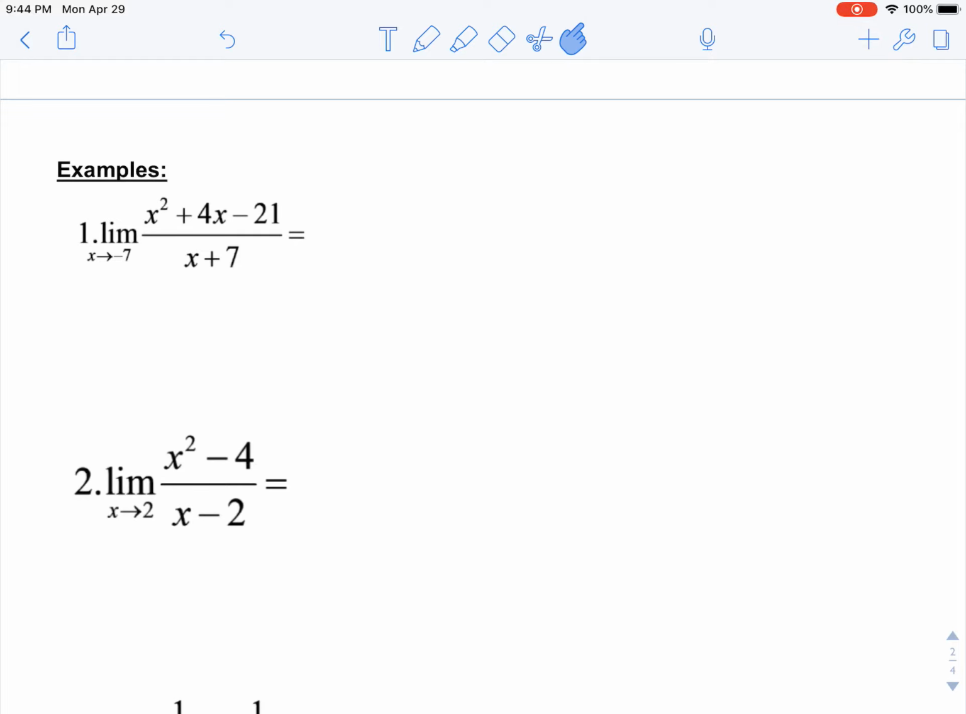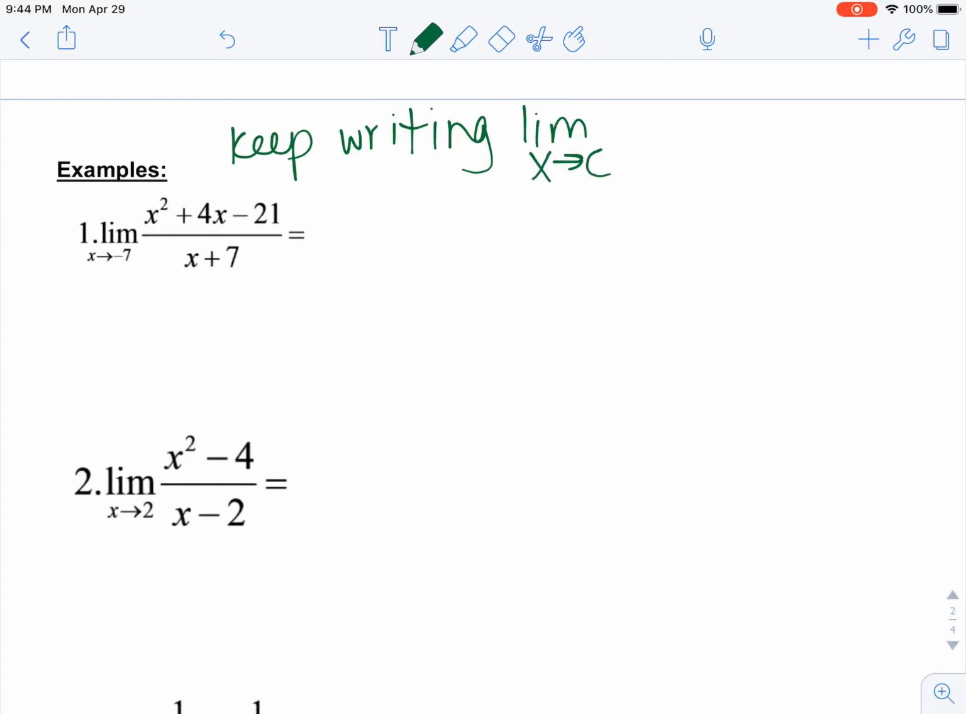Now, notation's important in these questions. What you're going to want to do is keep writing the limit as x approaches whatever number it is until you sub in the actual number. I'm just going to put c instead of a number, until you sub in.